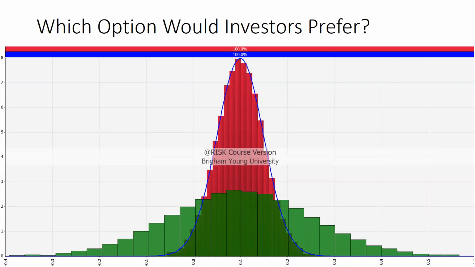But notice that the green distribution is far more dispersed. You can have a lot higher returns than 10%, but you can also have a lot lower returns than 10%. But the red distribution is really tight around that midpoint. So my question to you is, which of these two investment alternatives with the same average return, one of them with a tight distribution, the other one with a broad or wide distribution, which one of these two would an investor prefer? Well, don't answer that yet.